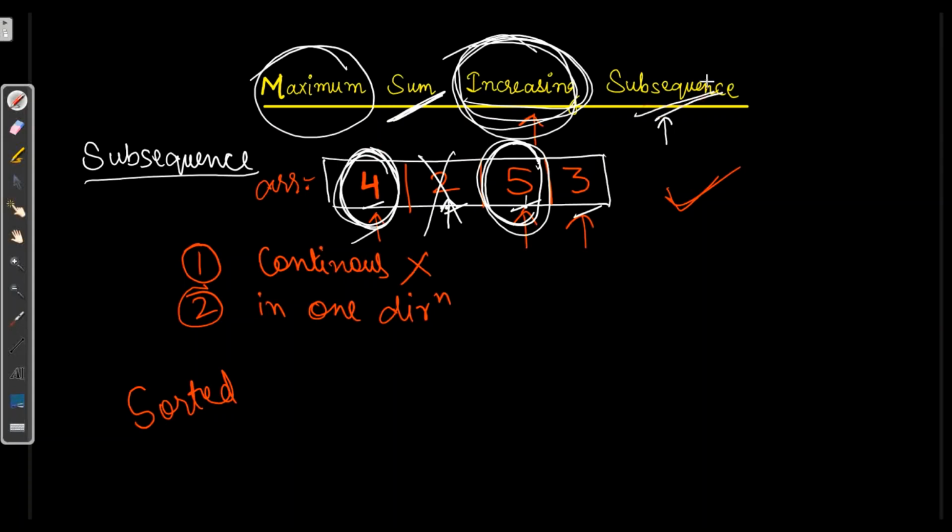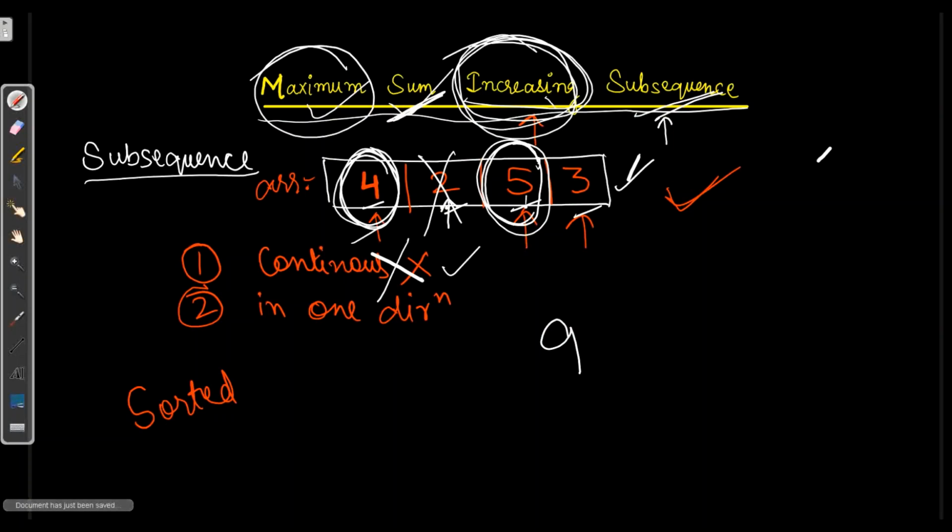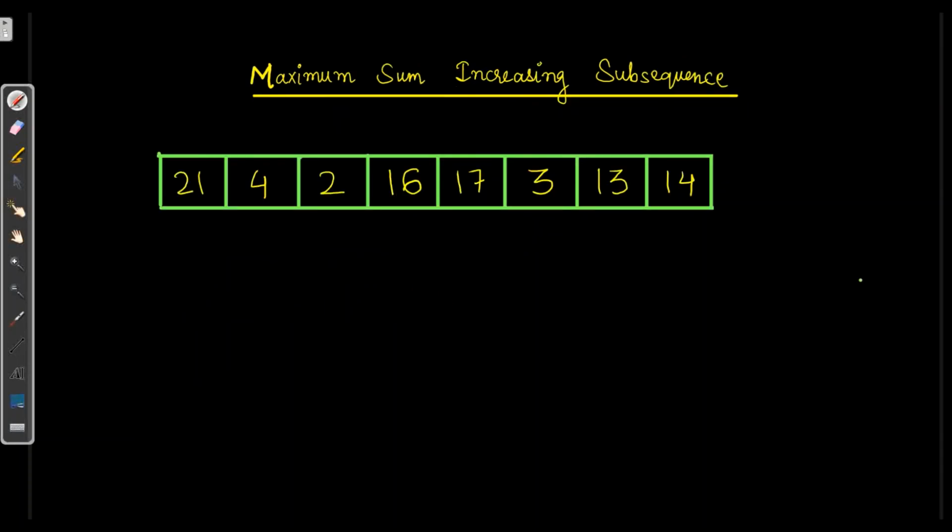So a subsequence is something where I take values from the array, and if they are not continuous, it will work fine. Here the maximum sum increasing subsequence of this array will be 9, where it should be maximum sum, it should be sorted, and it should be a subsequence. So these are the 4 words we need to take care of: maximum sum increasing subsequence. Let's start with this array.